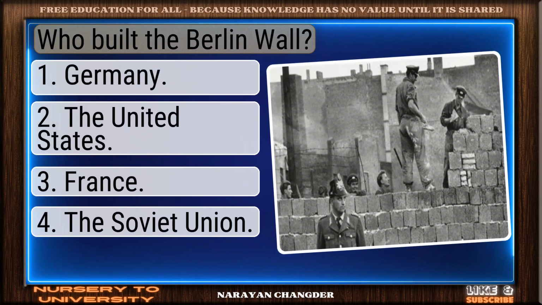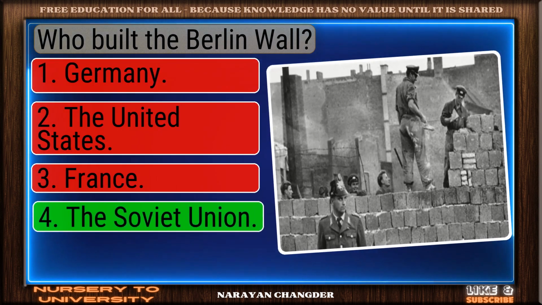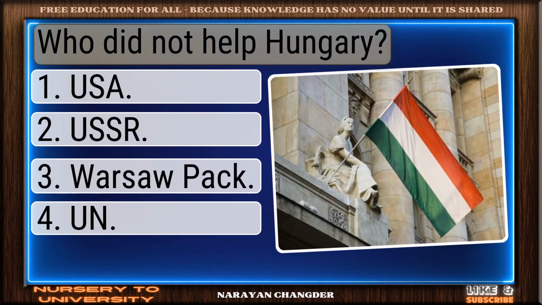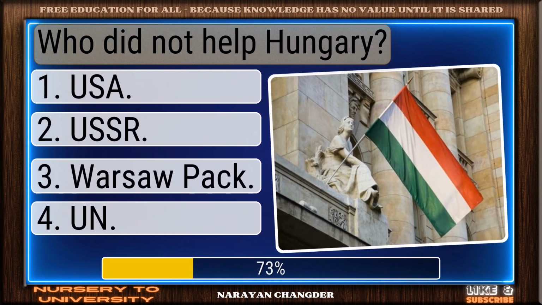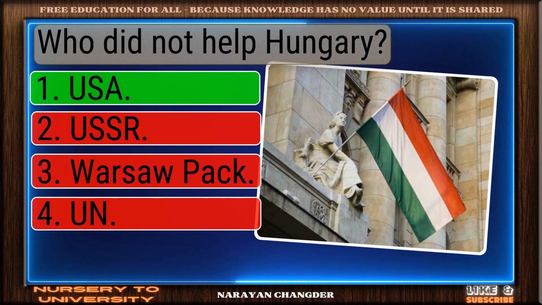Who built the Berlin Wall? Valid point. The Soviet Union is true. Who did not help Hungary? Smart pick. USA is the correct choice.